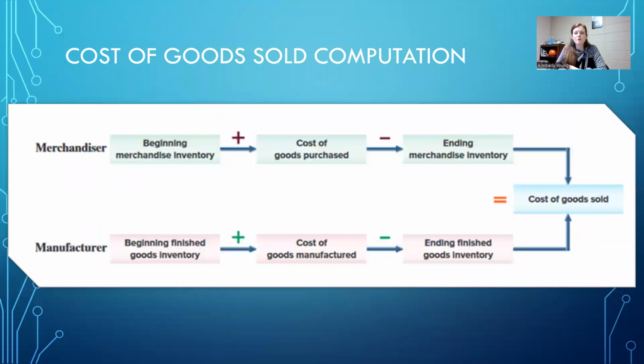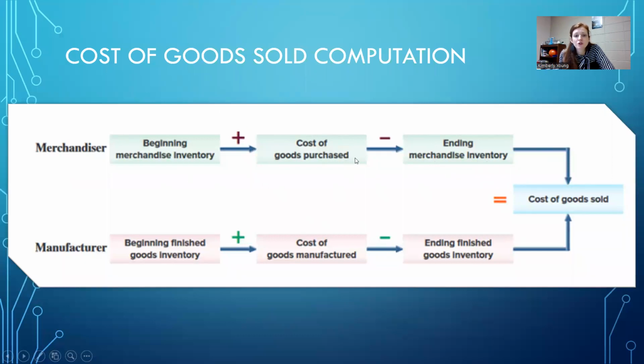All right, so how about when we're trying to figure out cost of goods? If we have a merchandiser, that's somebody who buys items, probably in bulk, and then resells them at a higher price. So if we want to figure out the cost of goods sold for a merchandiser, we take the beginning merchandise inventory, however much we had in inventory in the beginning, plus any goods that we purchase, the cost of those goods, and then we subtract out ending merchandise inventory. And that would bring us to our cost of goods sold.